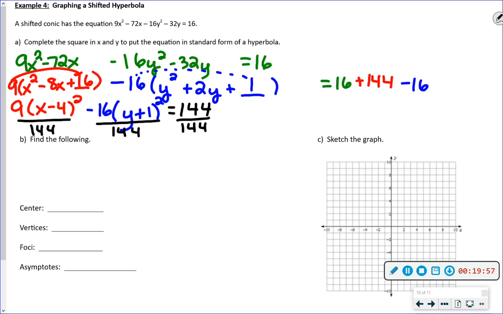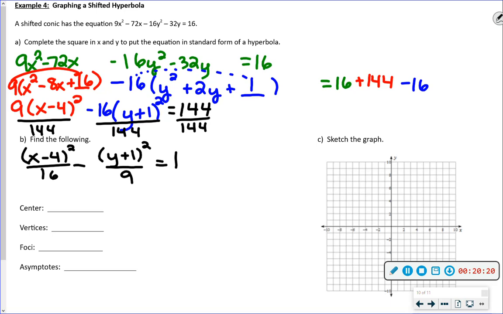So 9, I'm going to reduce it. 9 does go into 144. How many times? 16, I heard it. And then 16 goes into 144 9 times. And then 1. Ooh, that was fun. That was so fun. So very fun. Not hard, but very time consuming for sure.